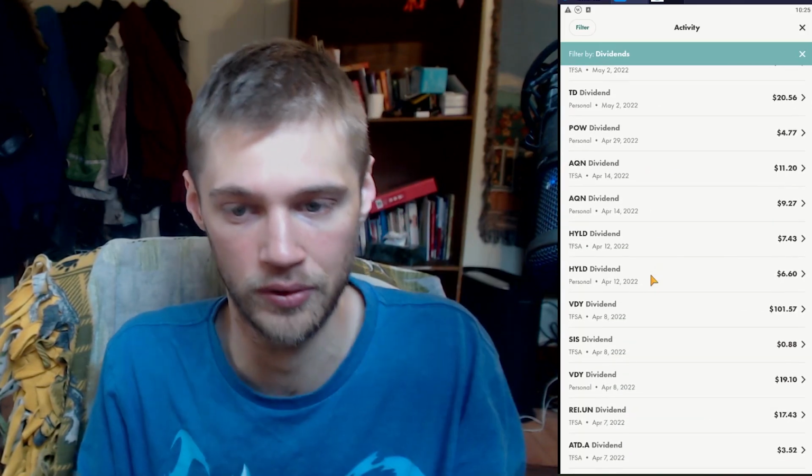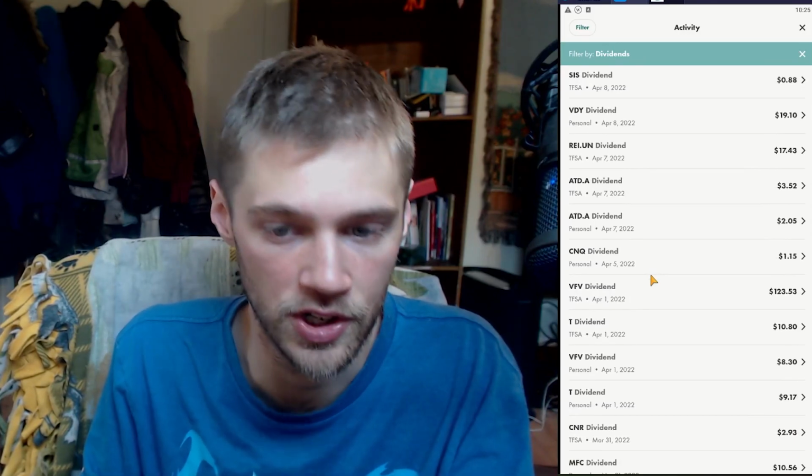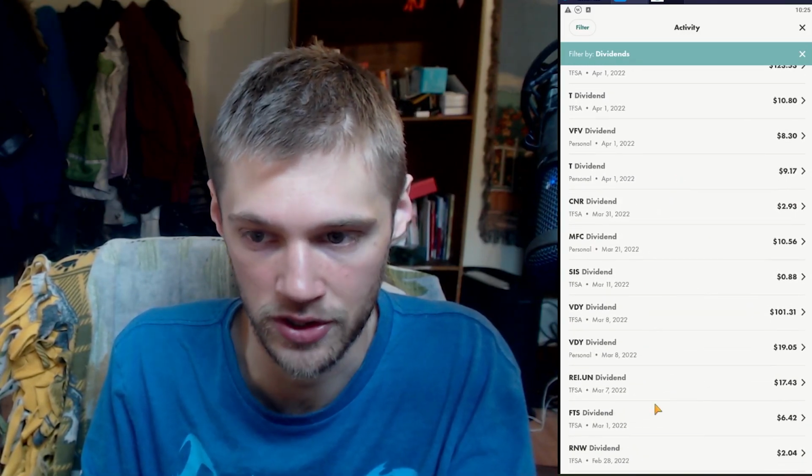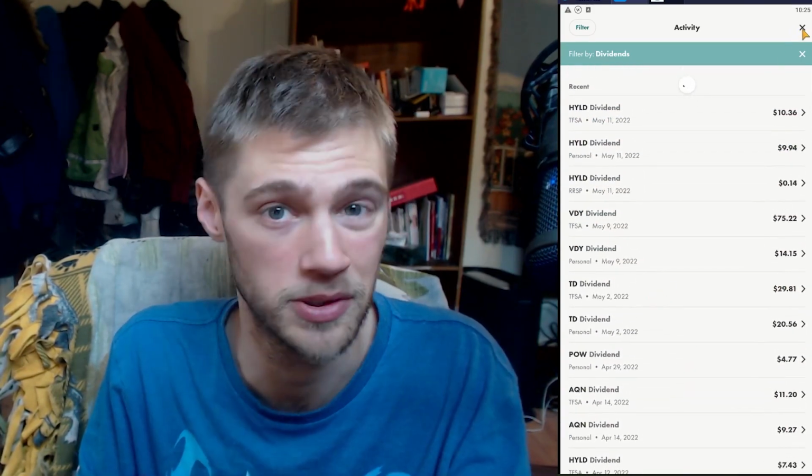So if we go all over time, you can see how Wealthsimple Trade has basically been paying me cash, or dividends if you will, for the stocks I hold. And it's got this cool little tab. And all the dividends do get deposited inside your account, so you can use the money inside your account to buy more stocks.